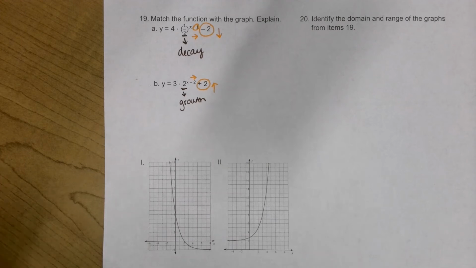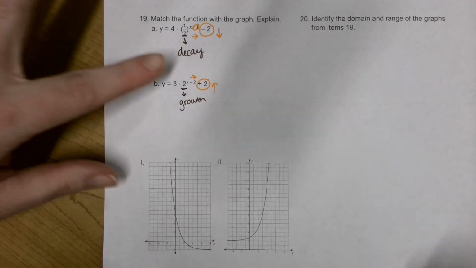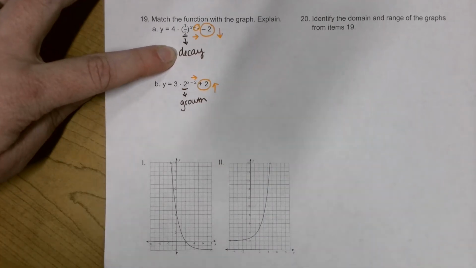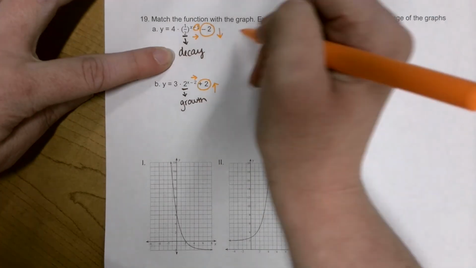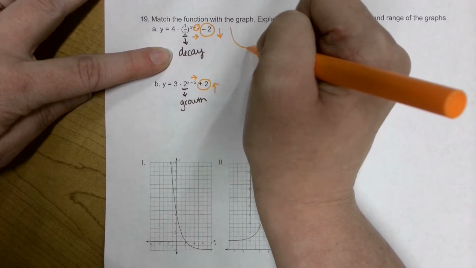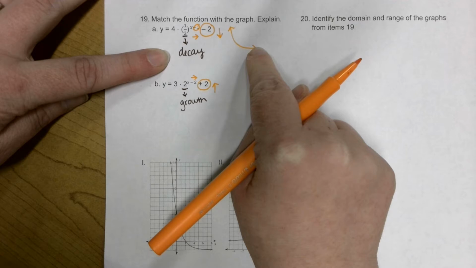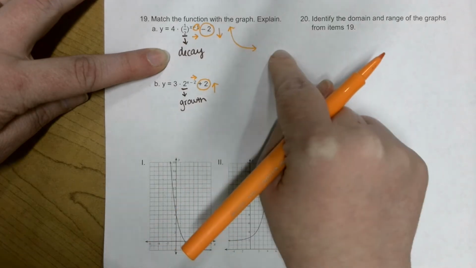So we need something that's a decay function that has also shifted down. If you remember, a decay function should decrease, and normally this boundary line, remember, gets infinitely closer to 0 but doesn't touch.